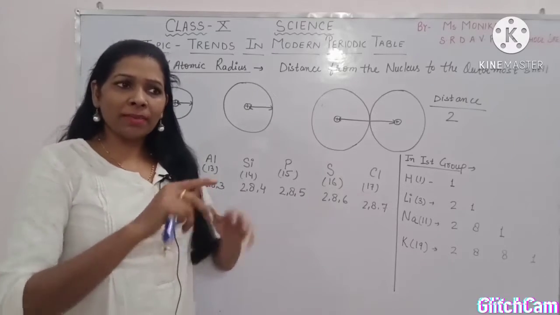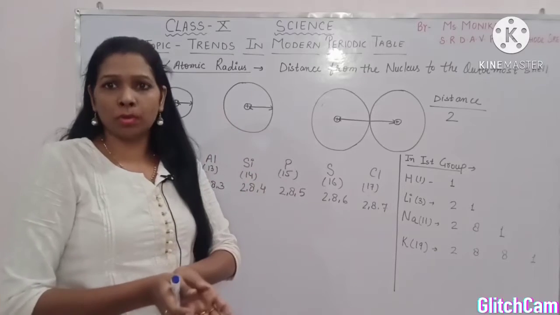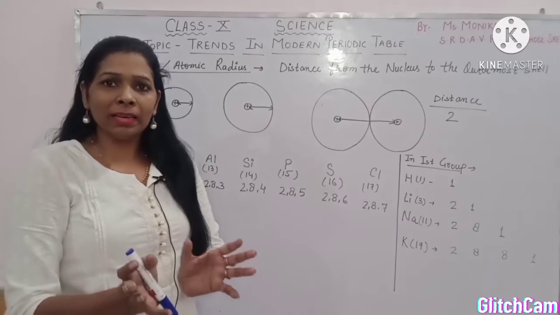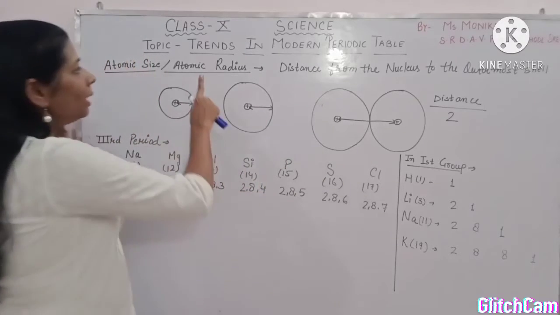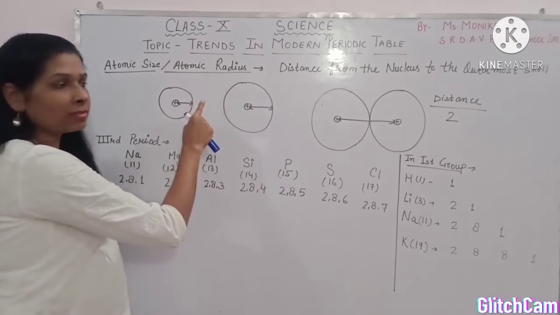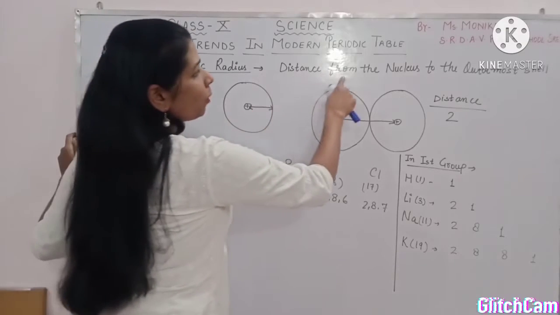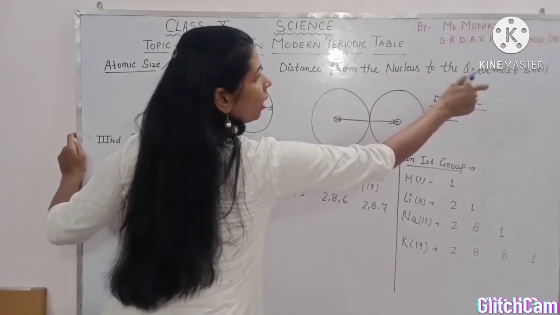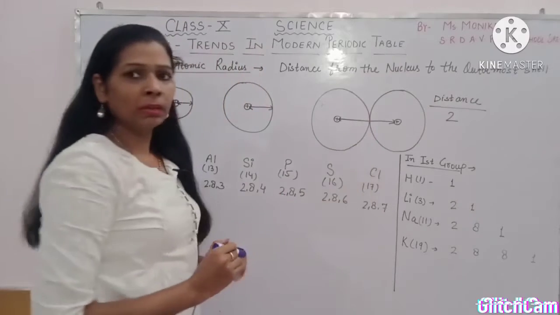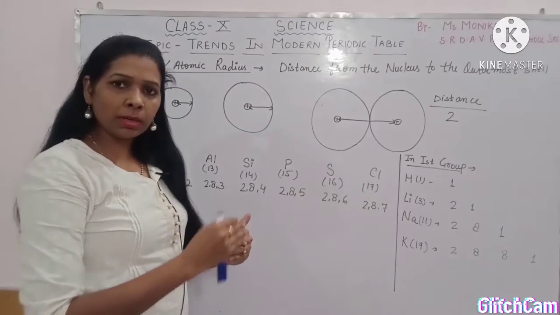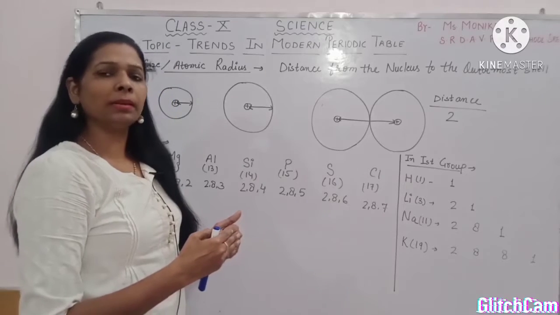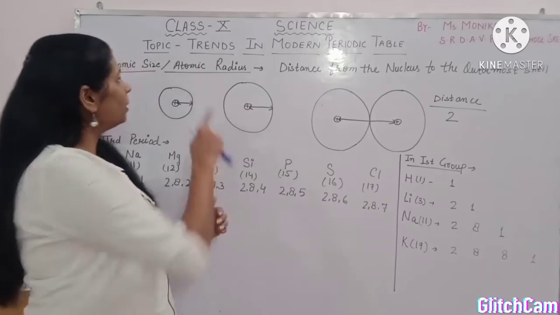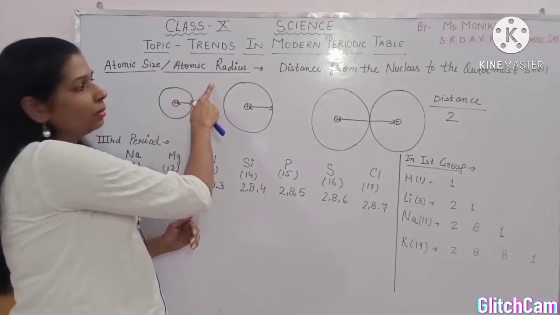So when we distribute the electrons in the Bohr model, it seems to be a circular model, and atomic radius is related to that structure. The distance from the nucleus to the outermost shell will decide the atomic size or atomic radius.